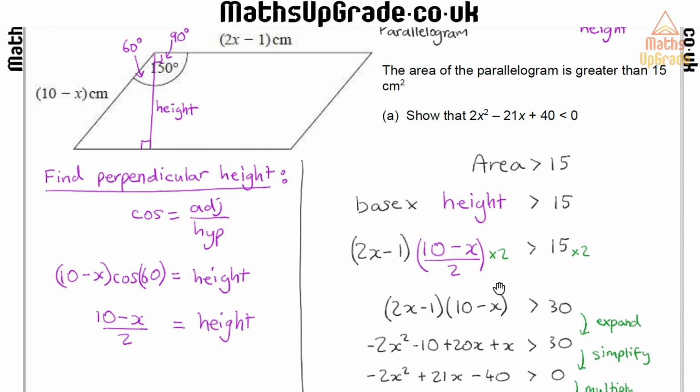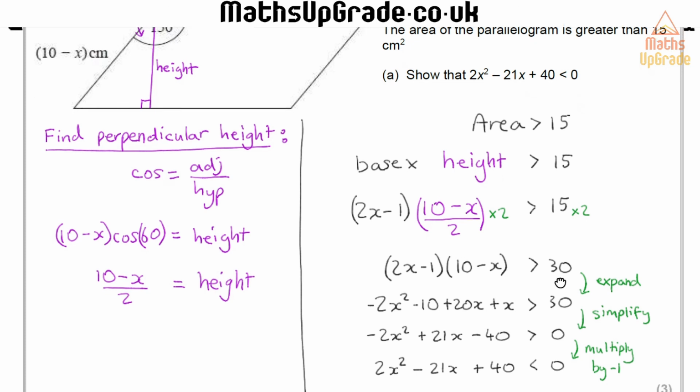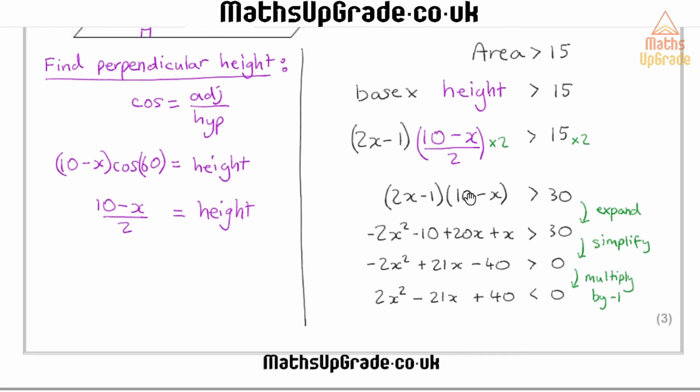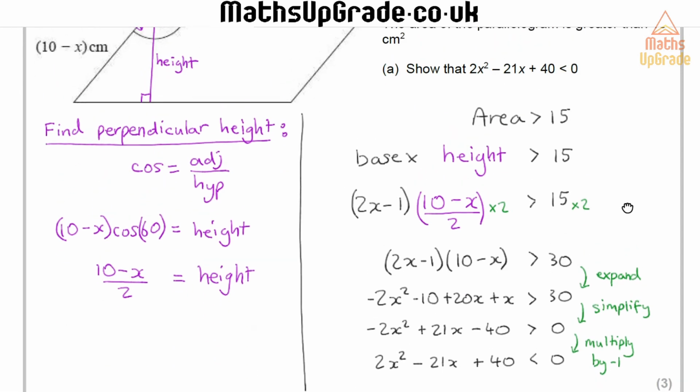Now to simplify this, I'm just going to multiply by 2 on both sides. If I multiply by 2 on both sides, I'll get rid of this denominator here. That gives me 2x minus 1 times 10 minus x, greater than 30. If I expand the brackets, I get this. Simplify by subtracting 30 from both sides and collecting like terms. Then I get 2x squared minus 21x plus 40. Now I've just swapped the sides here. In other words, I've multiplied by negative 1 on both sides. So the inequality is now pointing this way. Okay, so I've shown that inequality. And that is 3 marks there.